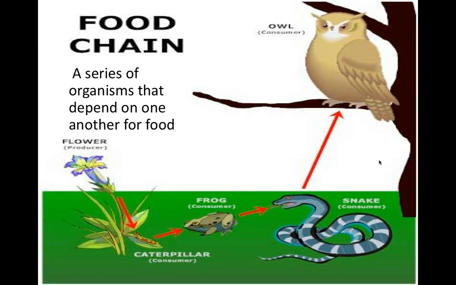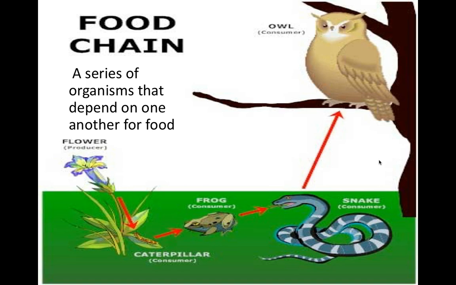A food chain is a series of organisms that depend on one another for food. So, if we think about this, we have the flower who can produce its own food. Well, a caterpillar is a consumer because it's going to depend on the flower for food. A frog is also a consumer because the frog is going to depend on the caterpillar for food. A snake is a consumer because the snake might eat the frog for energy or food. And then an owl is also a consumer because the owl is going to eat the snake for energy or food. So, this is how the food chain works.